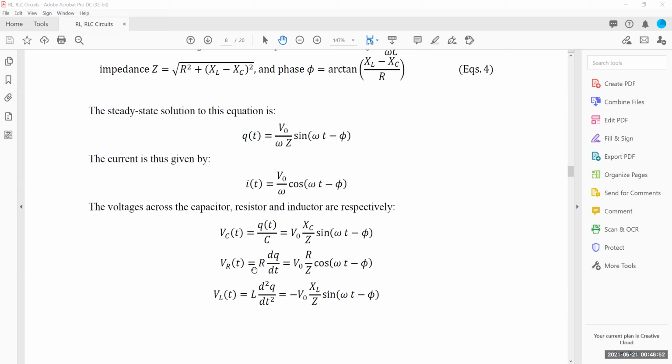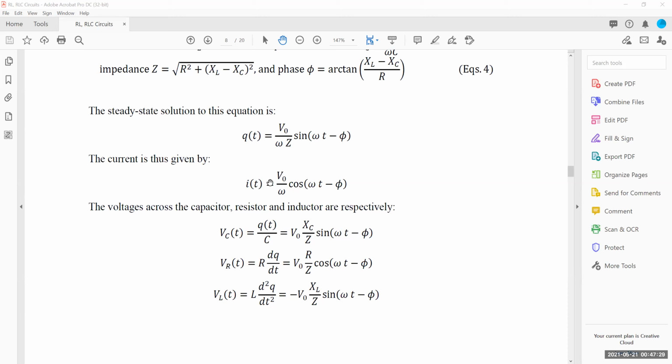So it's V naught XC over Z, and VR is V naught, because you have to just multiply this one by R. So it's going to be R times dQ over dt. I'm sorry, take the derivative of this guy in here. So the omega cancels the omega, and you will have V naught over Z times R. So it's going to be R over Z times V naught times the sine becomes a cosine when you take the derivative.